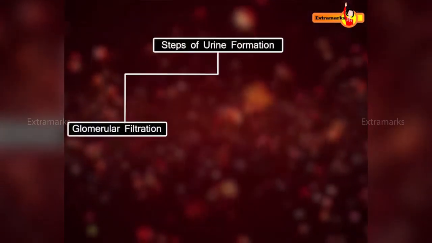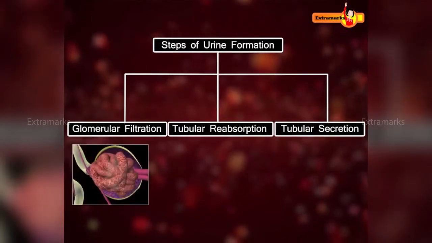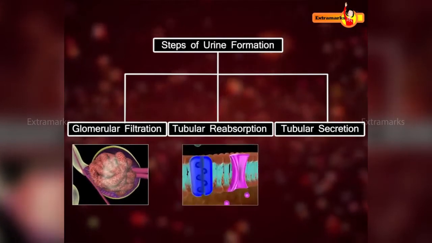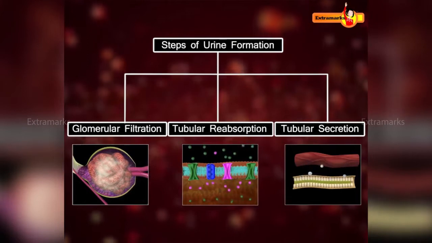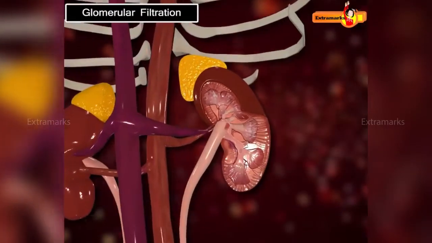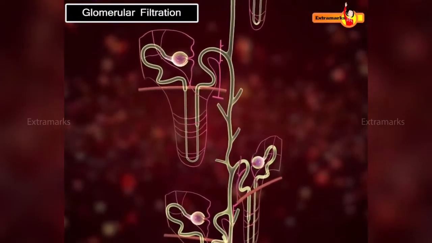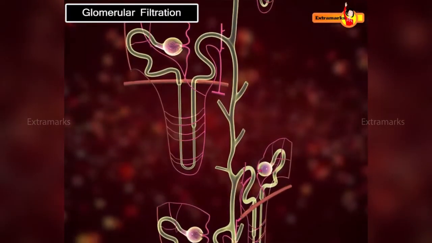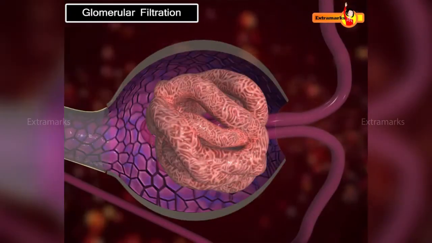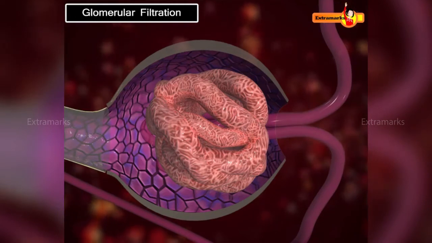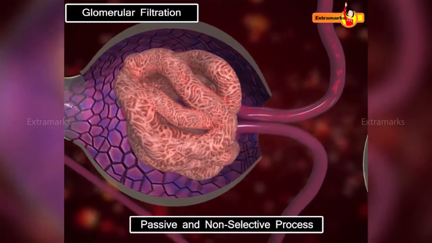The formation of urine is the result of three processes, namely glomerular filtration, tubular reabsorption, and tubular secretion. Glomerular filtration, also known as ultrafiltration, is the first step, in which the blood plasma flows through the nephrons and is filtered into the glomerulus. Glomerular filtration is a passive, non-selective process.